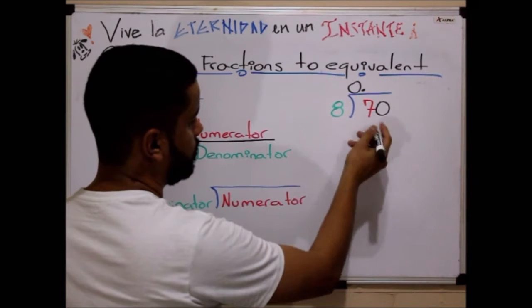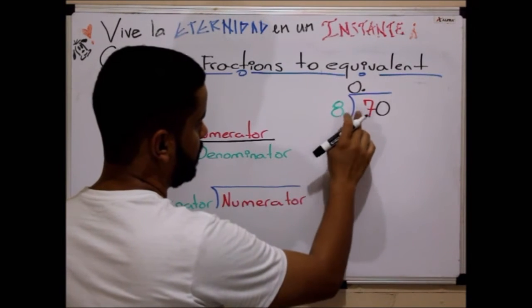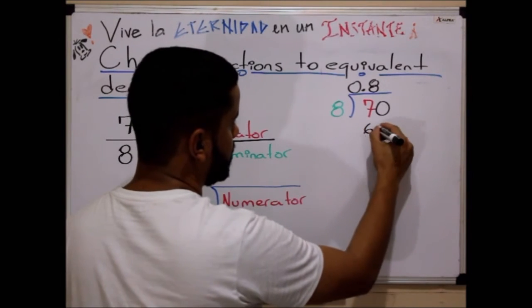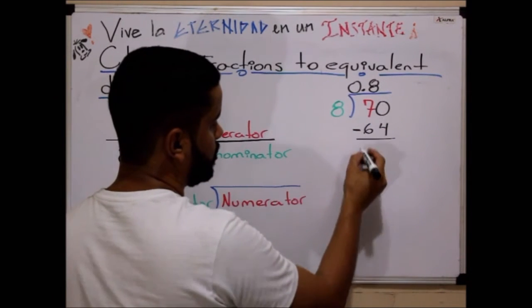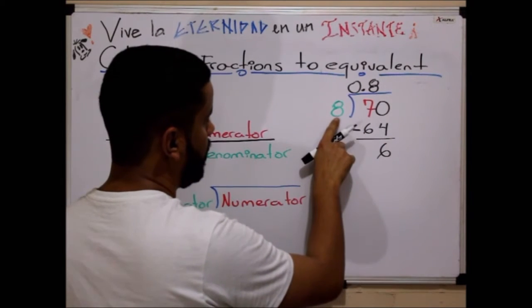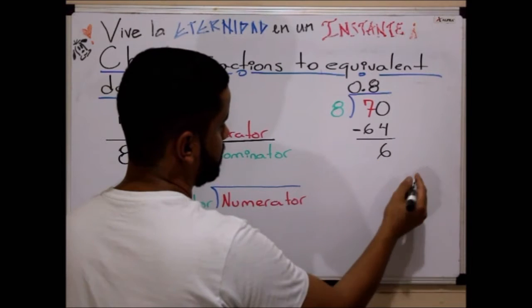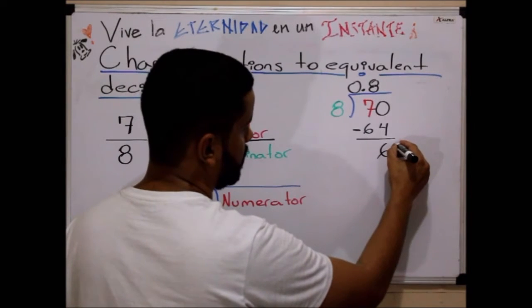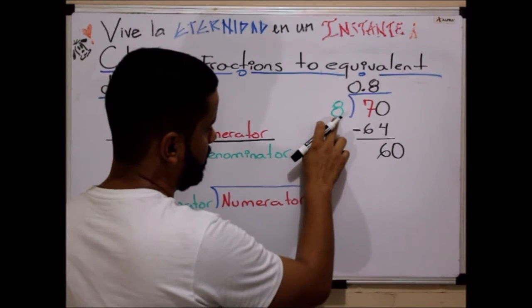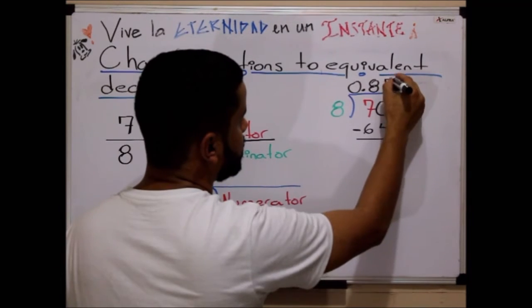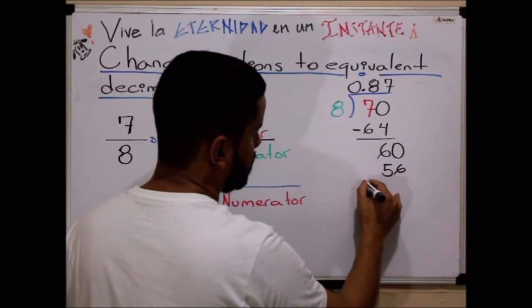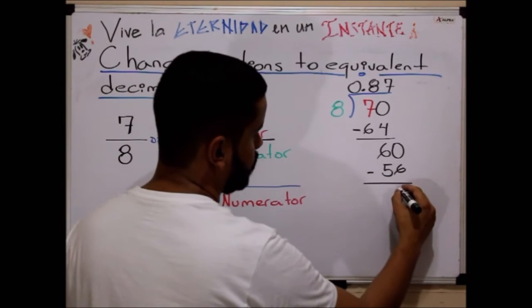Now, how many times does 8 fit on 70? 8 times. So 8 times 8 will be 64. We make here the subtraction, and 70 minus 64 will be 6. Our 8 does not fit on 6, so we're going to add here another 0, and we're going to say now, how many times does the 8 fit on 60? 7 times. So 8 times 7 is 56. We make here the subtraction, and this will be 4.